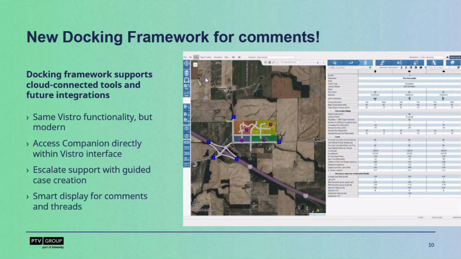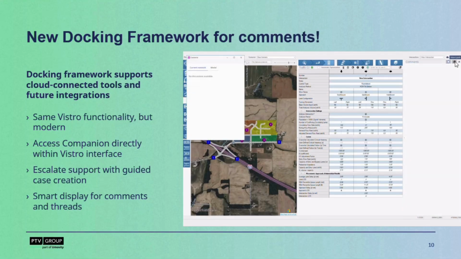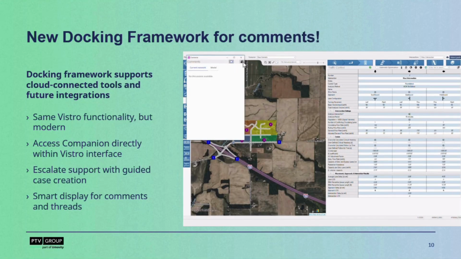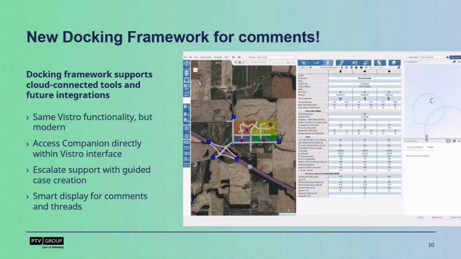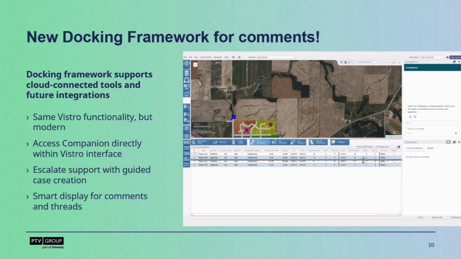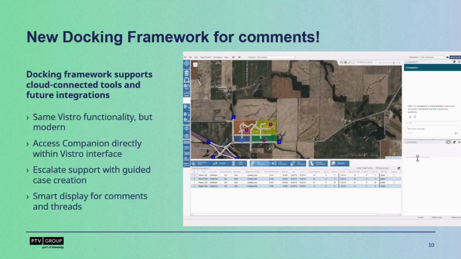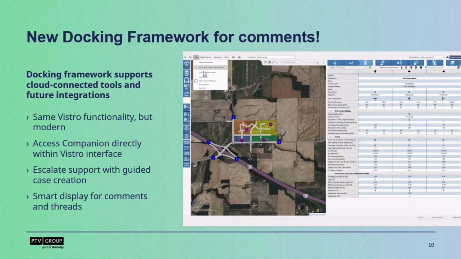Something that is maybe not as exciting yet, but is still a pretty cool feature, is we have a new docking framework within Vistro. This was mostly to house the commenting pane that we did, the window. If you remember last year in 2025, we introduced Companion. And if you use the chatbot, it was kind of floating on the screen. It didn't know where to go, but now it actually opens into this new docking framework.